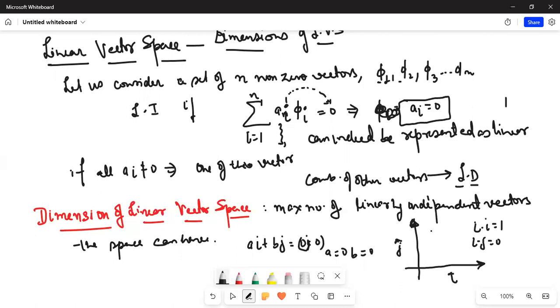And for defining any vector in this vector space, that is R square over R, or simply in the Cartesian plane, any vector can be represented as a linear combination of i cap and j cap. So the dimension of this particular space would be 2.